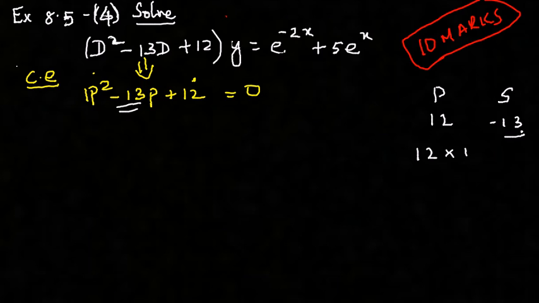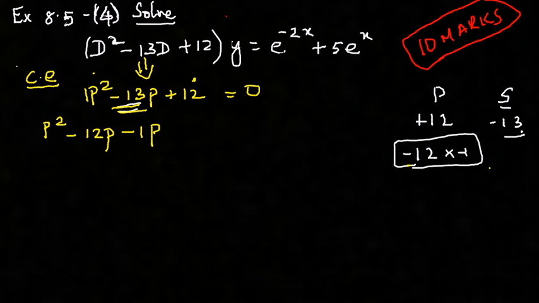But we need a minus 13 and a plus 12 here. When I put a minus sign on both, it becomes minus 12 into minus 1 is plus 12, and minus 12 plus minus 1 for the sum gives me minus 13. These two will be my roots, right? So I can write this equation as p squared minus 12p, splitting minus 13 as minus 12 minus 1, p plus 12 equal to 0.